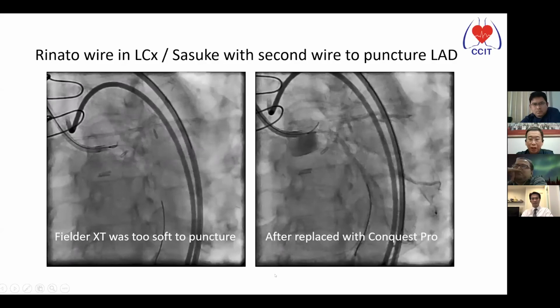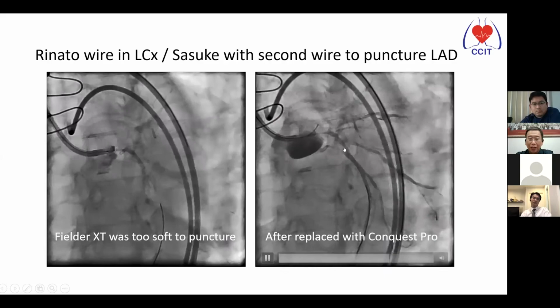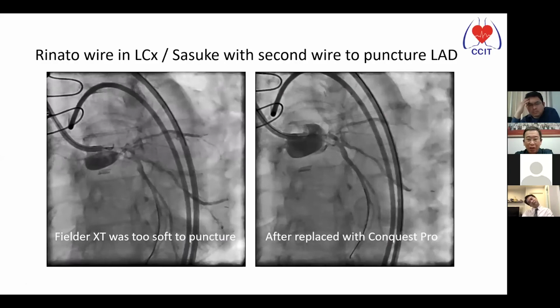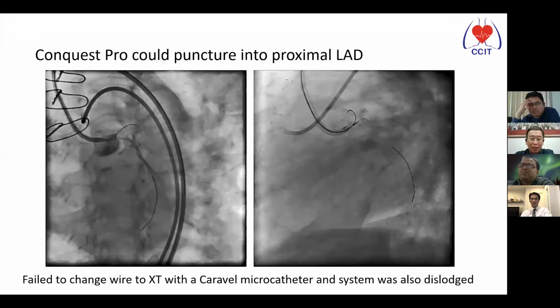The stiffness of the Conquest Pro gives the wire a stronger penetration force and it could penetrate into the ostium of this LAD. However, it's my strategy that I don't like to use the Conquest Pro to escalate, since it's quite difficult to control. So I planned to change back to the XT-R using the Corsair microcatheter to exchange with the Sasuke.